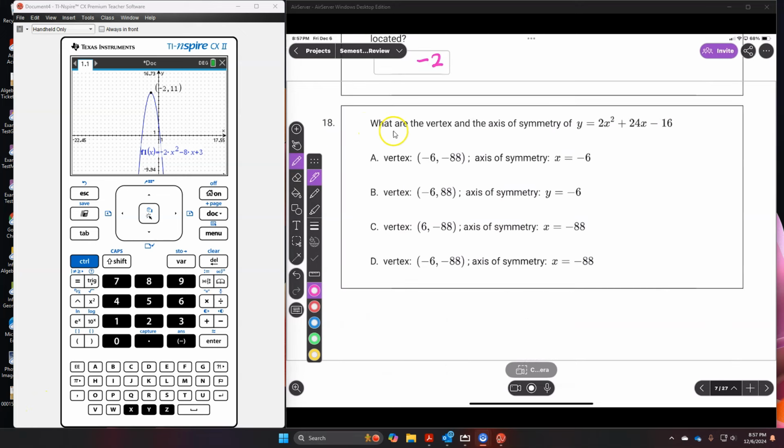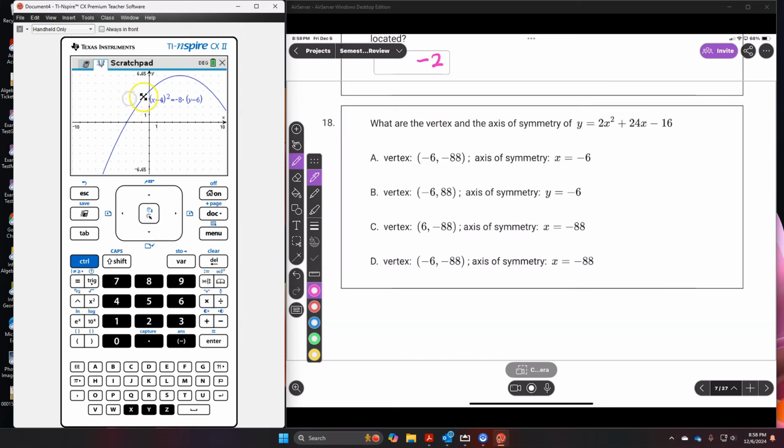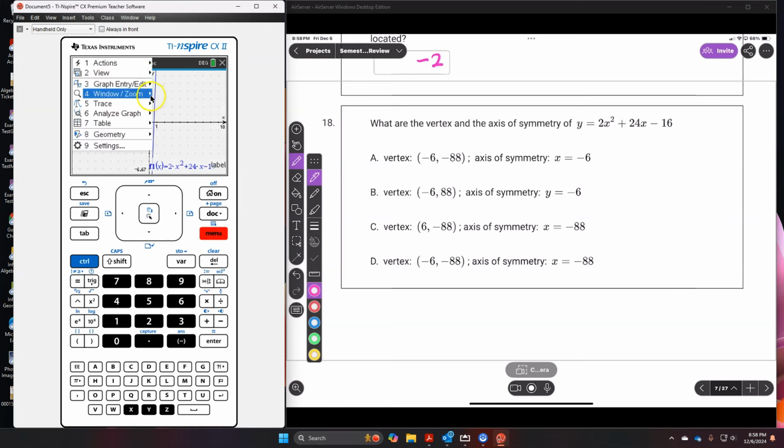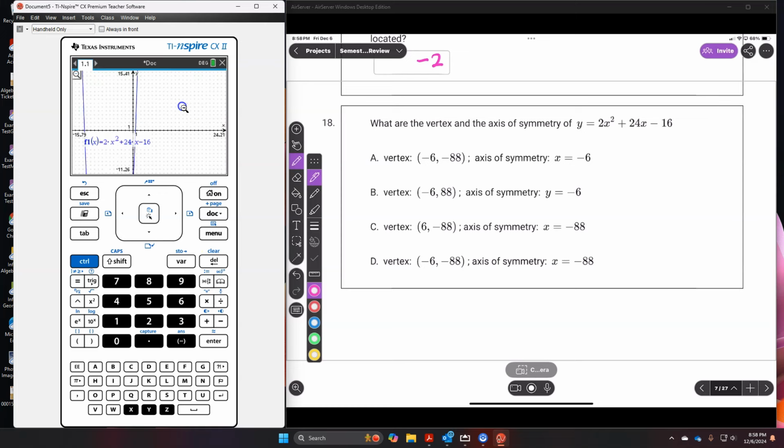18, what are the vertex and the axis of symmetry? So once again, it's another one that you have to graph. Just graph, and go ahead and type in 2x squared plus 24x minus 16. Now you notice you can't see it, so you might have to zoom out. And I think you're going to have to go down here. And if you want to zoom out, you can. And so there, I zoomed out.